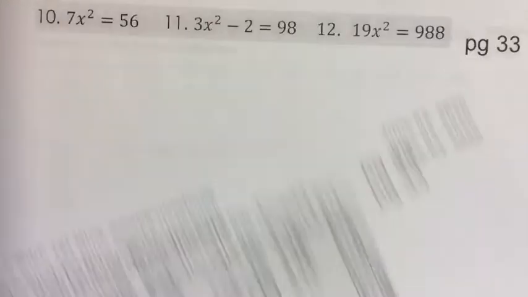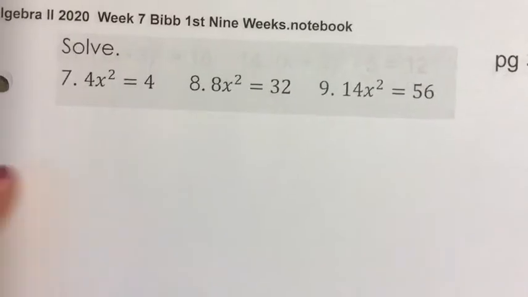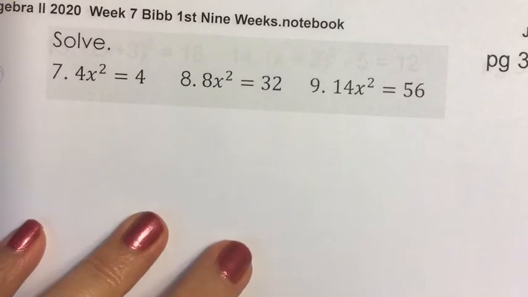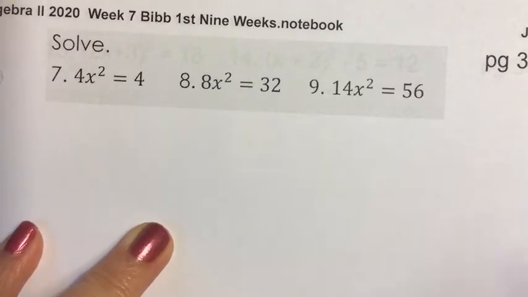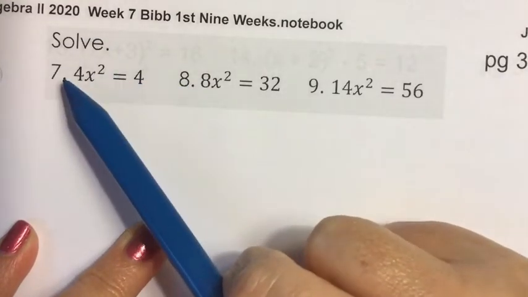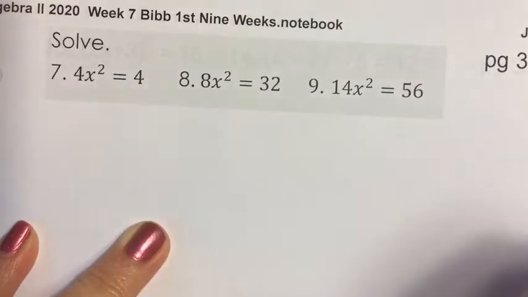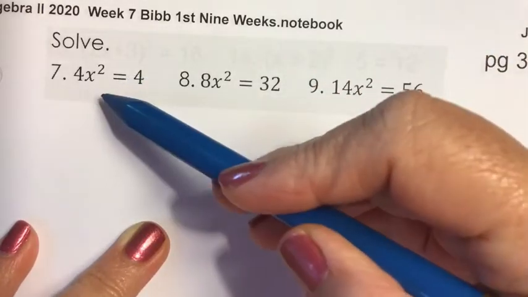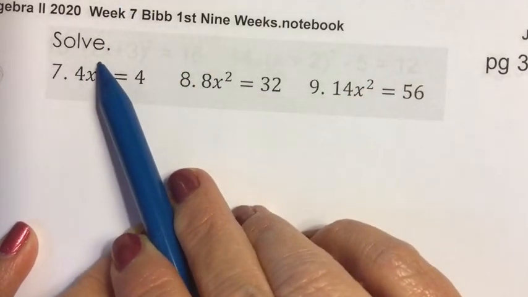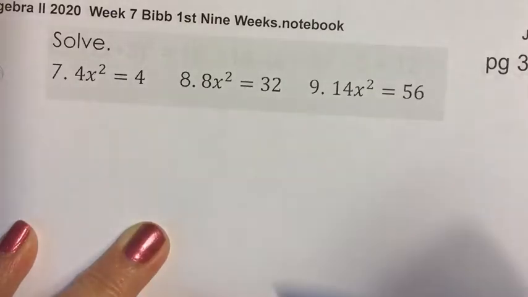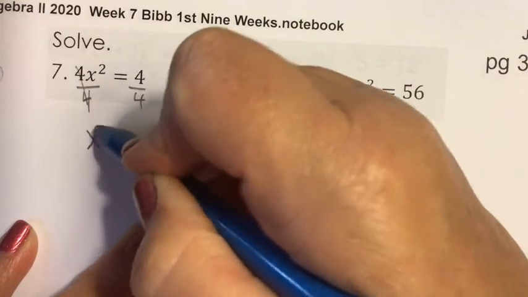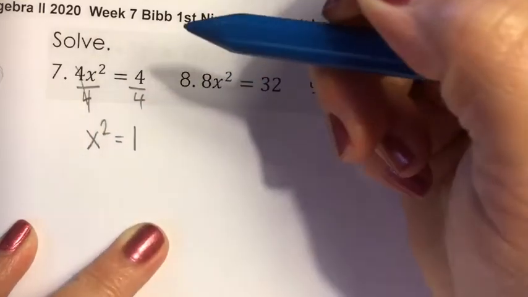The next thing that we're going to do is solve these simple quadratic equations. When we're solving simple quadratic equations, we need to express our final answers in simplest radical form if need be. Please write solve and then write down at least the first example. When you're solving these, you want to get x squared alone. Pretend like this is just 4x equals 4. What do you do to get x squared alone? You divide by 4. x squared will equal 1.